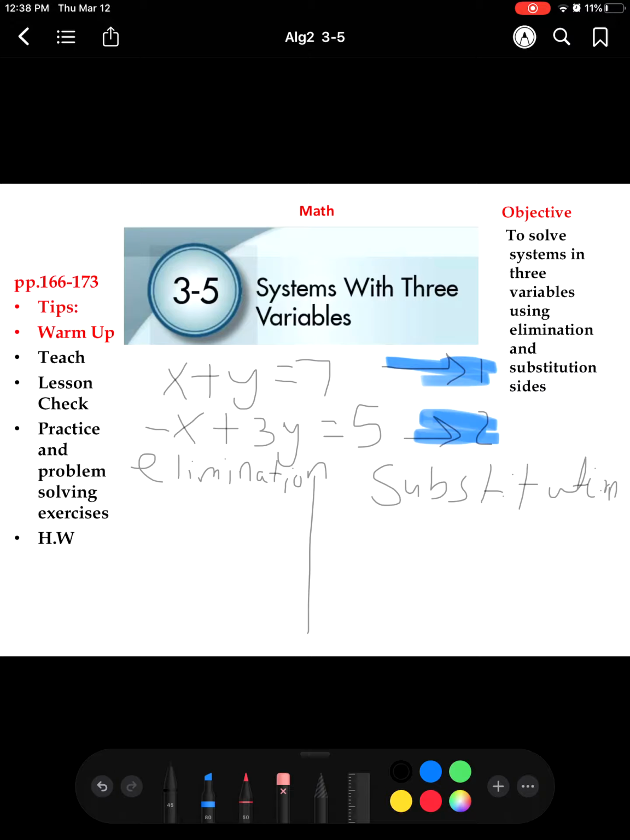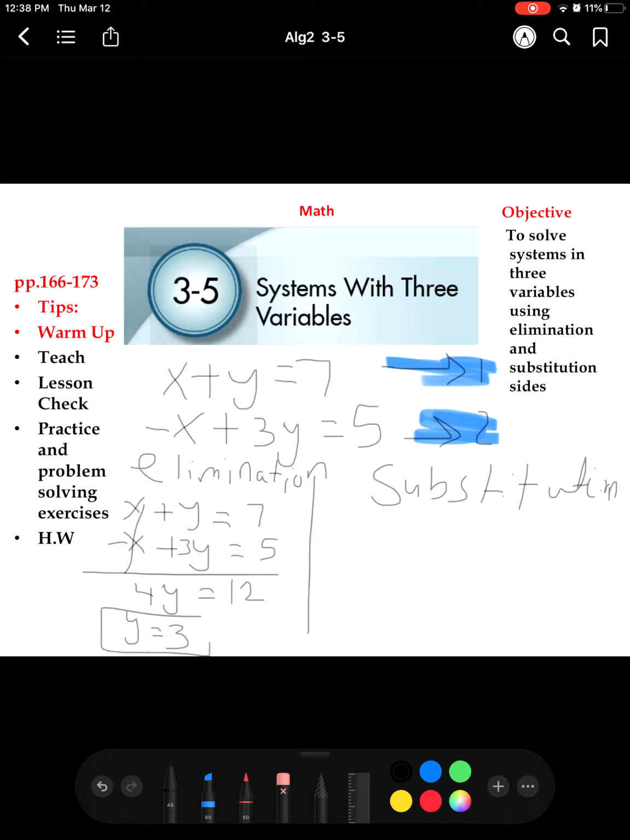If I have those 2 equations, I'll add both of them. So x plus y equals 7 and negative x plus 3y equals 5. If I add both equations, x and negative x give me 0. 3y plus y gives me 4y. This means y equals 3.